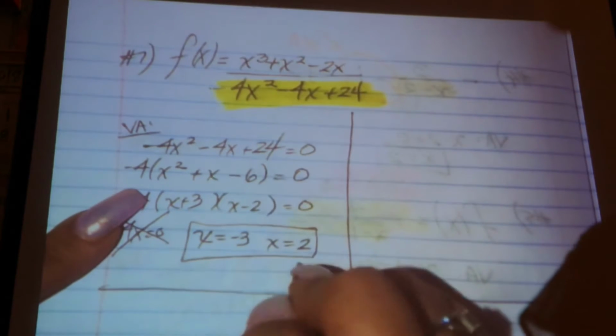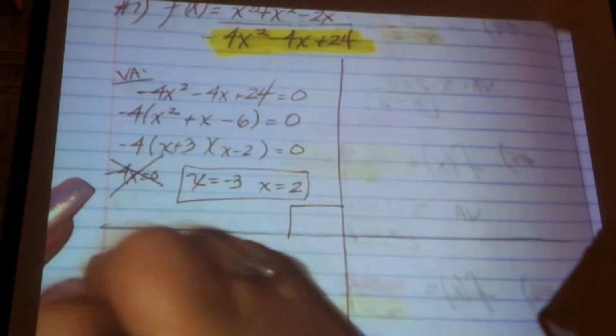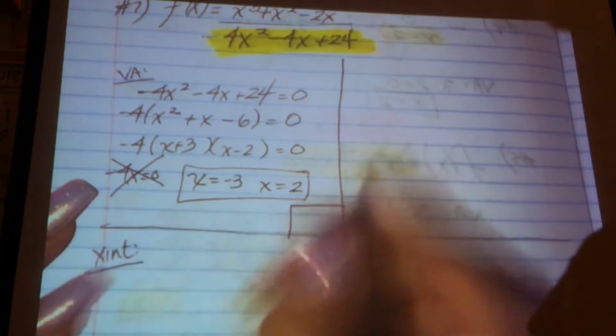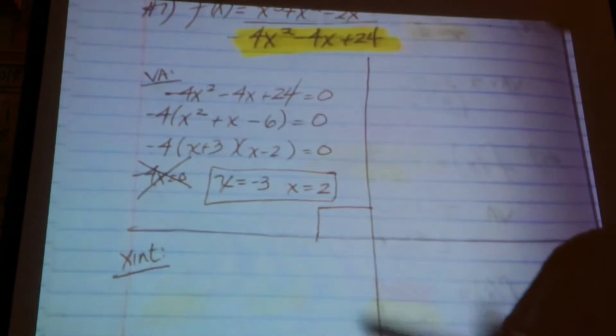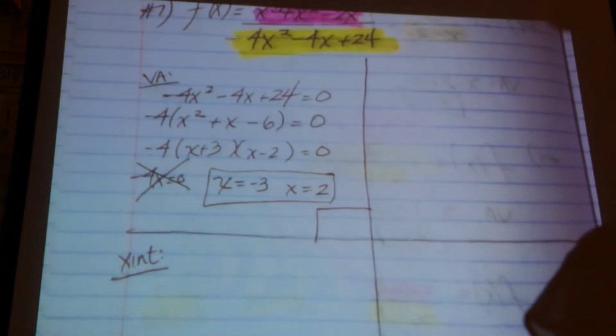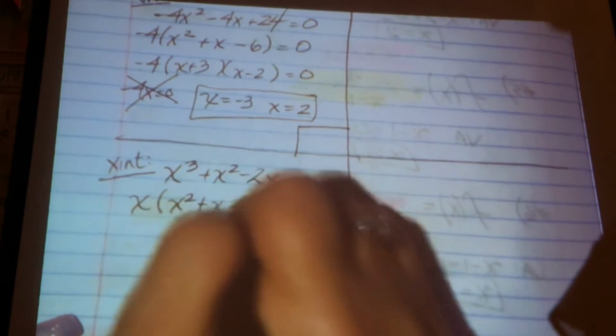They want me to identify holes, but I can't do a hole until I do what? How do I know if I have a hole? Unless I see what the x-intercepts are. So I need to figure out if anything cancels. How do I find the x-intercepts? Set the numerator equal to 0. So we're going to do the same thing to see if there's any holes. What can I factor out in the numerator? An x. So I have x cubed plus x squared minus 2x. Factor out an x, and I have x squared plus x minus 2.